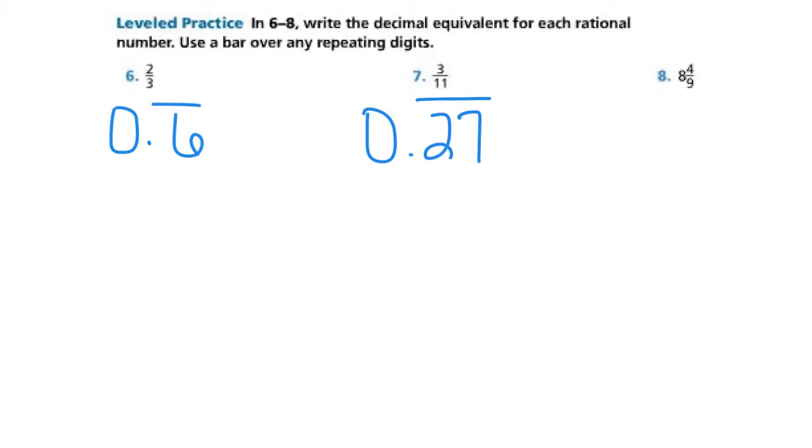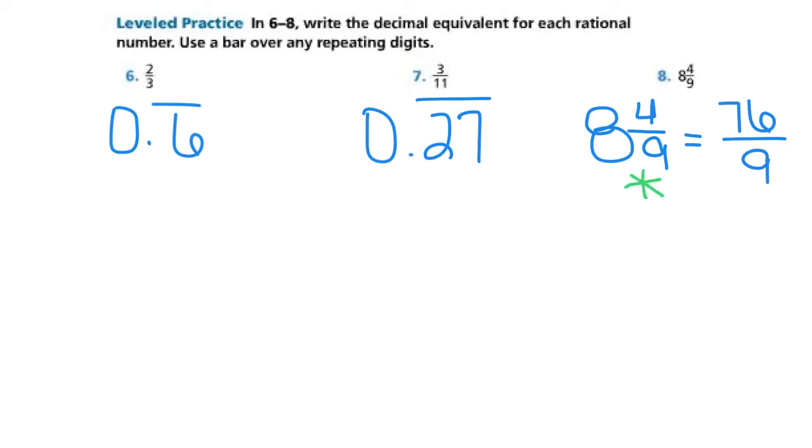8 and 4/9. You have two options here. You can divide the fraction out, or you can convert the mixed number into an improper fraction. 8 and 4/9 is equivalent to 76/9. If you need a reminder on how to get that, we did 9 times 8, and then we added the 4. We worked counterclockwise. Now, when we divide 76 by 9, we get 8.4 repeated.